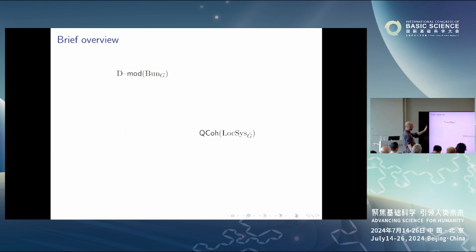Okay, so brief overview is that I have this world of D modules on Bun G and this world of quasi-coherent sheaves on Loc_G check. We're going to enhance them as the slides go on, but my goal for now is to connect the two to start. These are the two easiest objects. The first thing is I can just take maps out of this Poincare sheaf, and that gives me a map to just vector spaces.